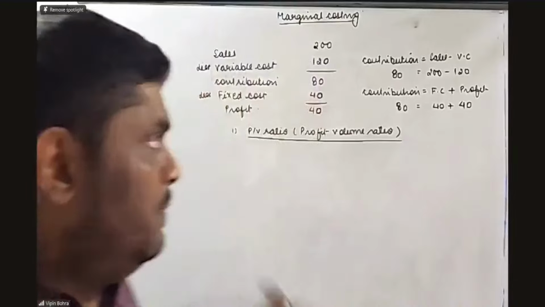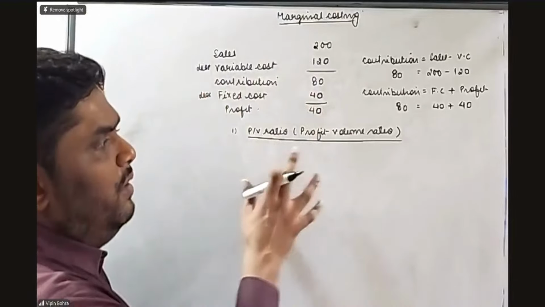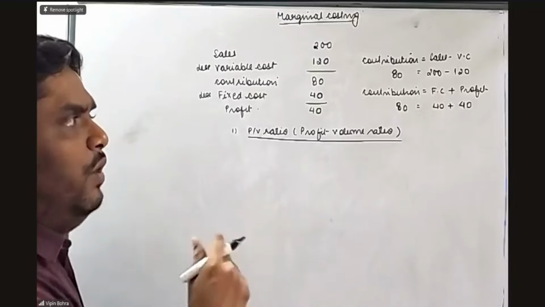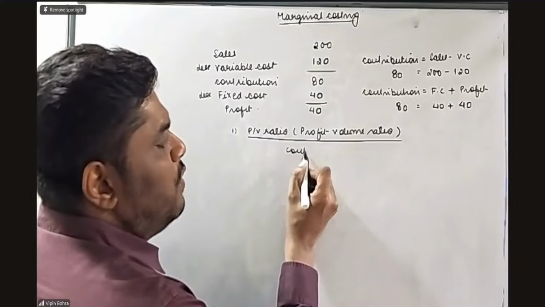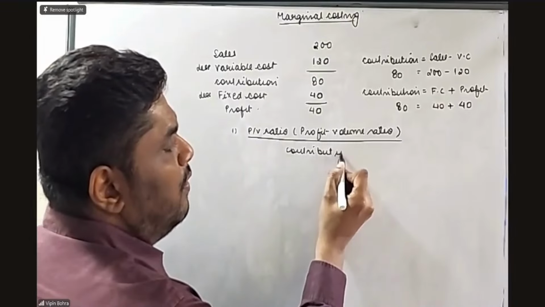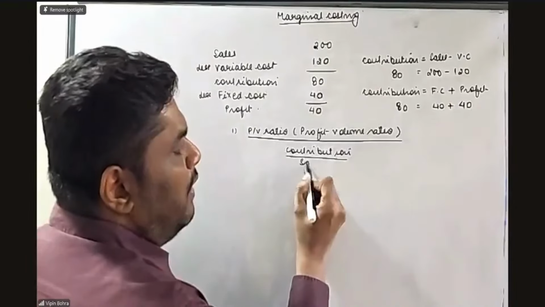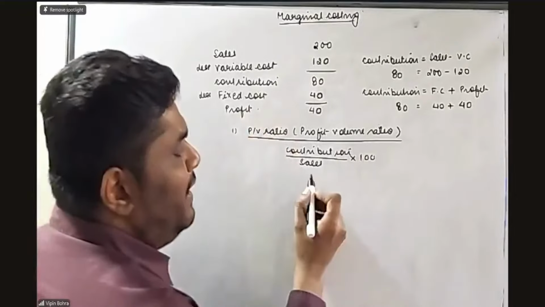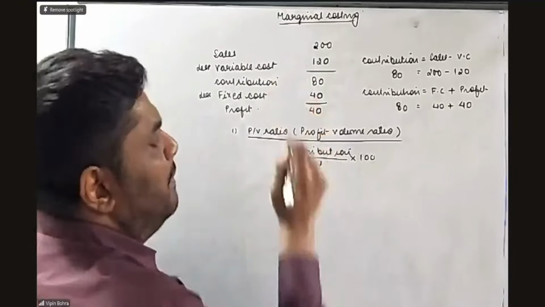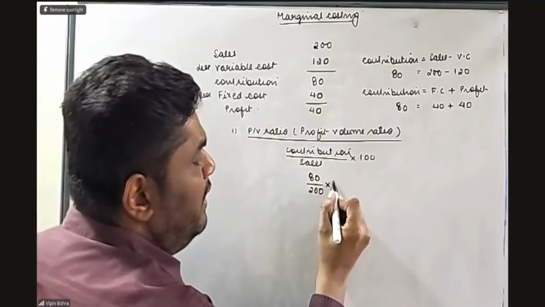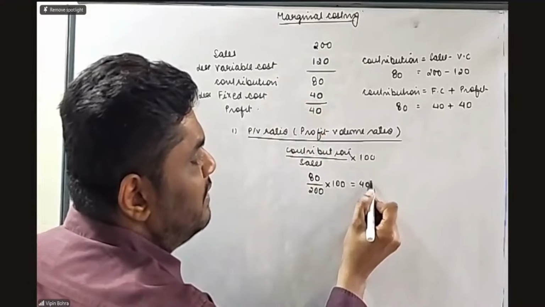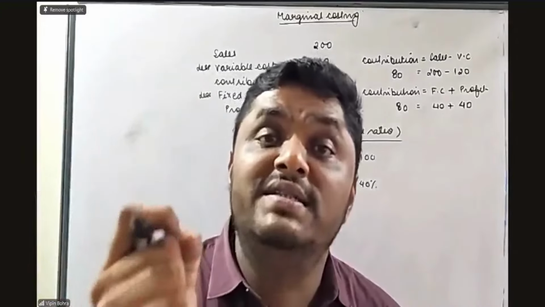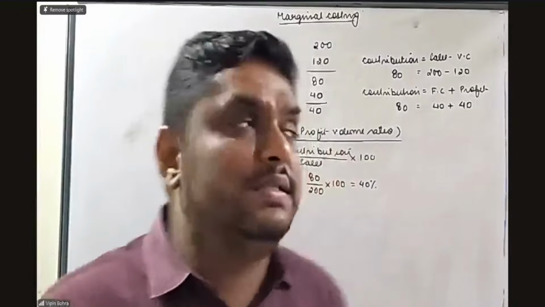So when talking about PV ratio, what is PV ratio? Very simple, it is contribution divided by sales into 100. Herein my contribution is 80, my sales is 200 into 100, that is 40%. So what is PV ratio? The percentage of contribution to sales.